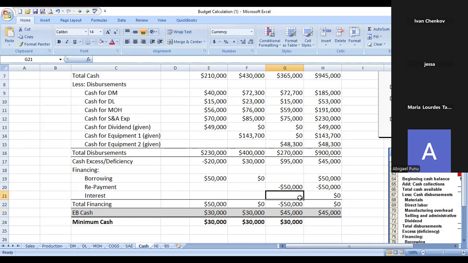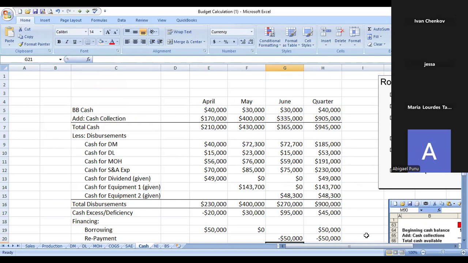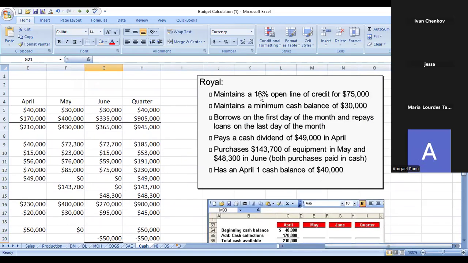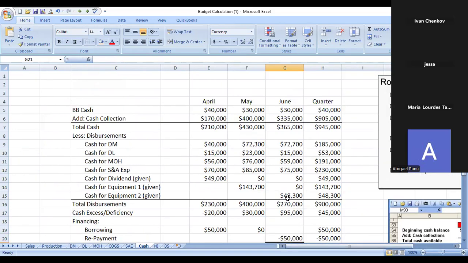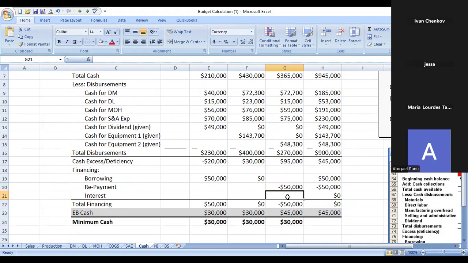Unfortunately, we still have to pay interest, and we're paying 16% per year, annual interest. So for how many months do we borrow that money? For 3 months. So what do we have to do? We have to do a simple calculation of 50,000 times 16%, 0.16.